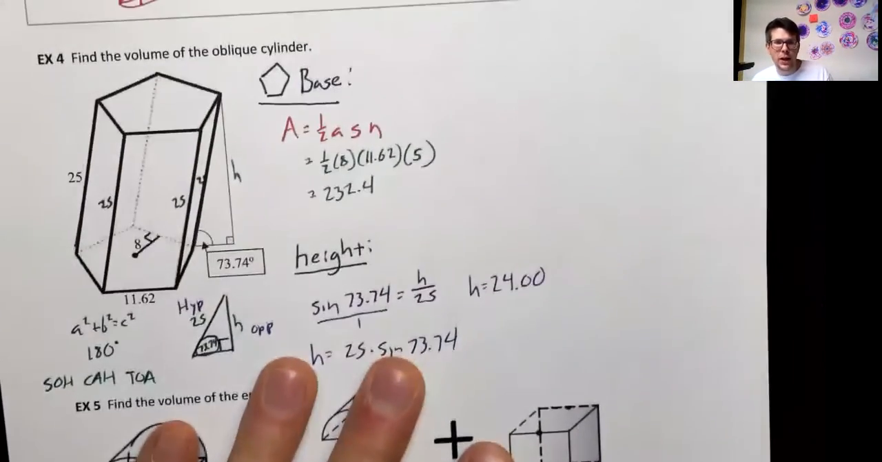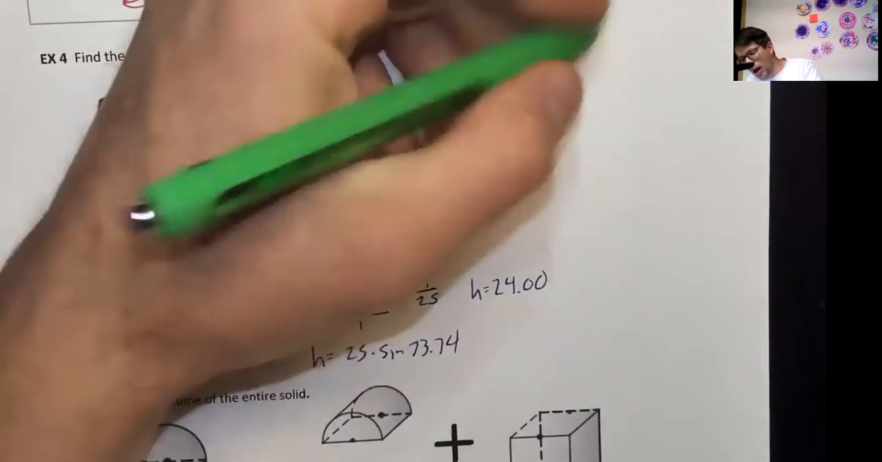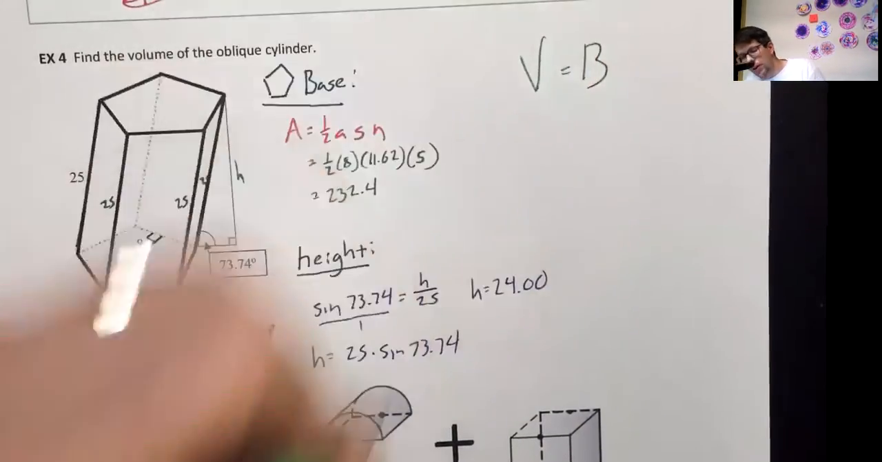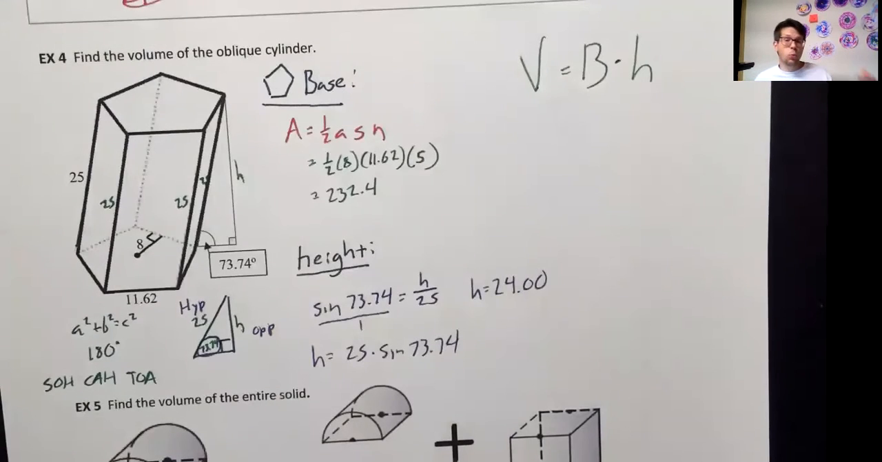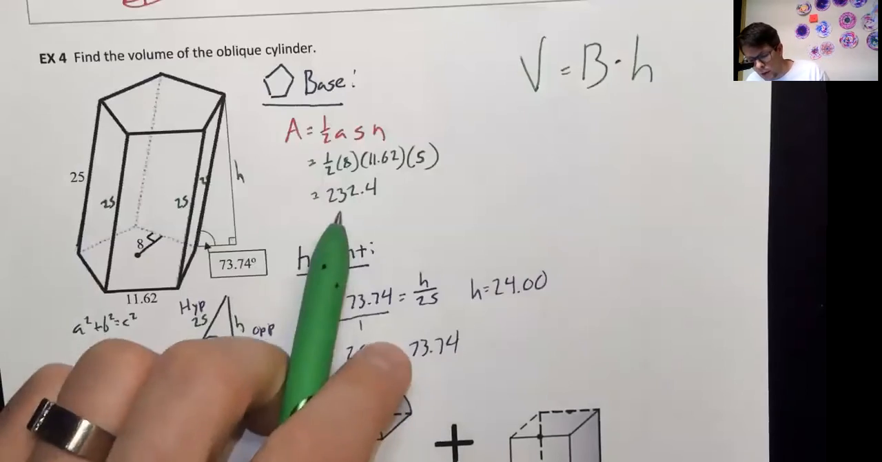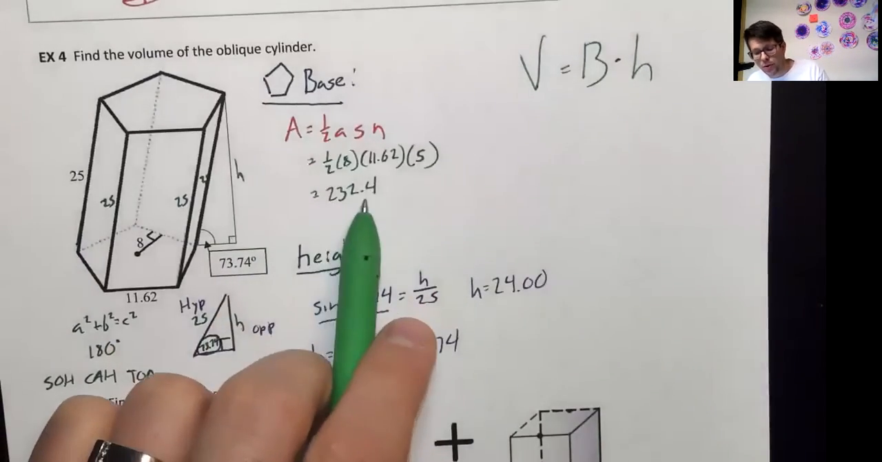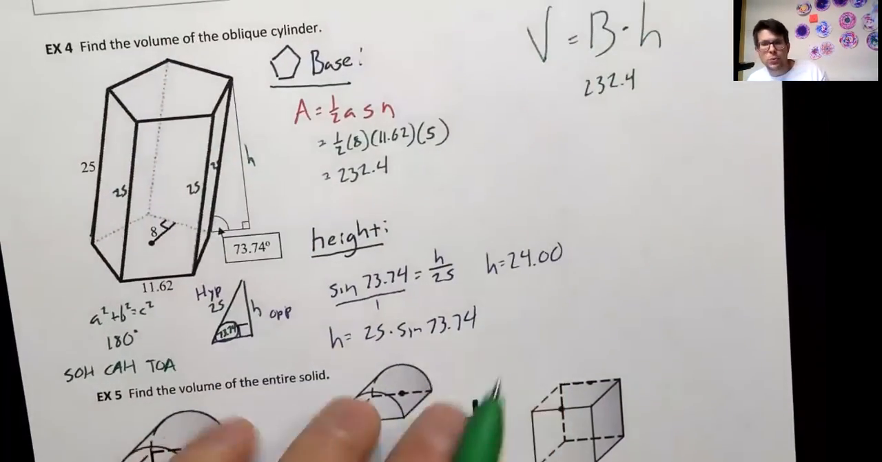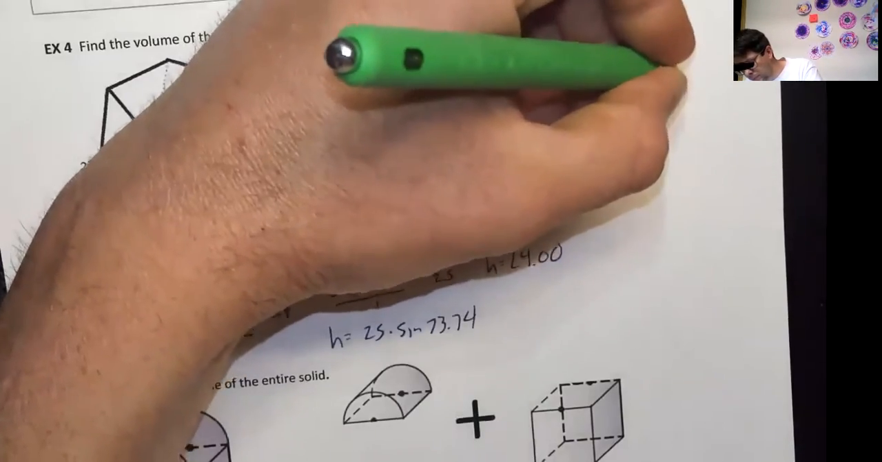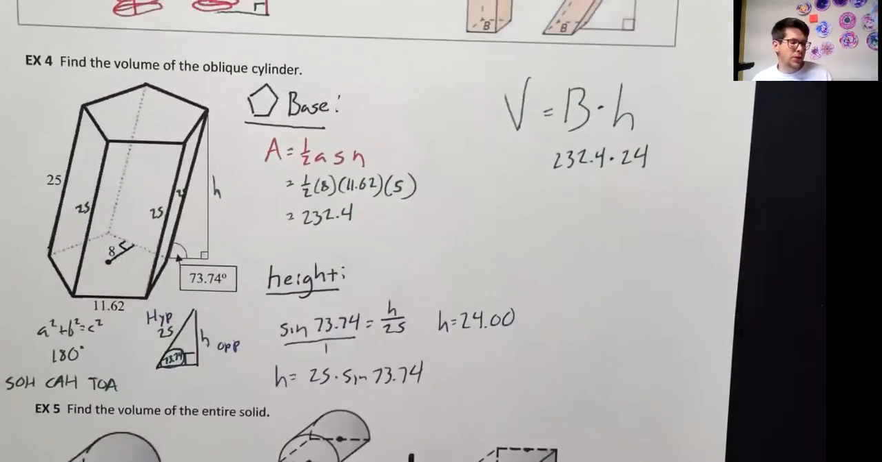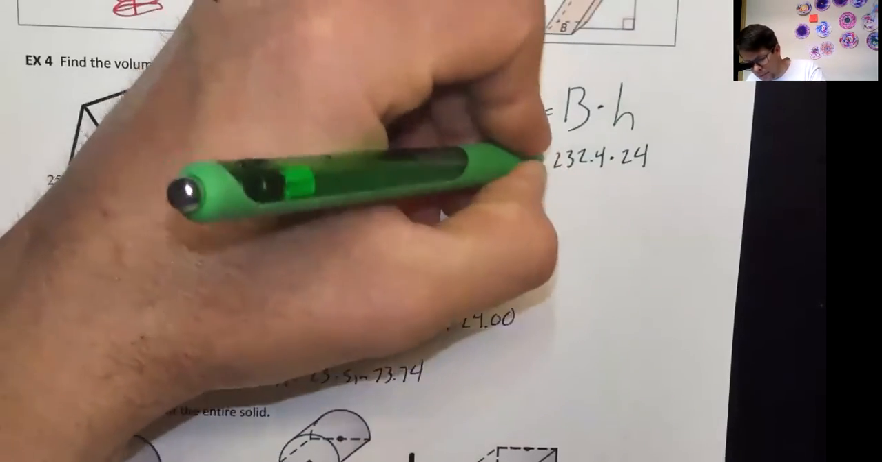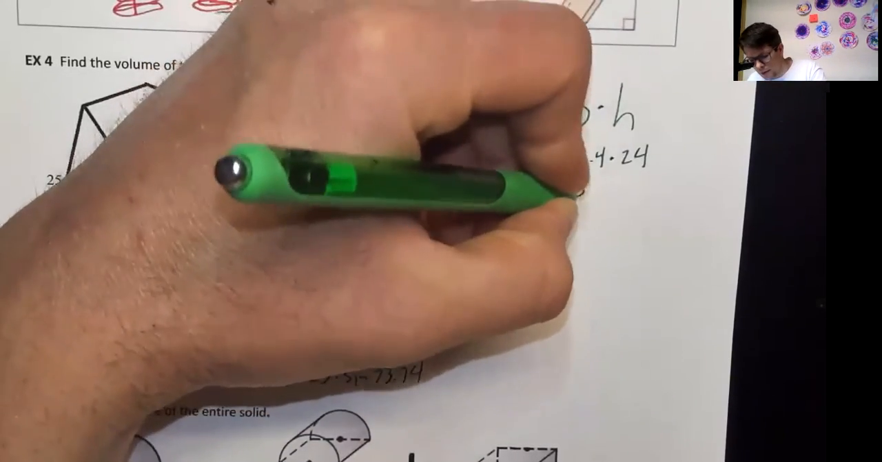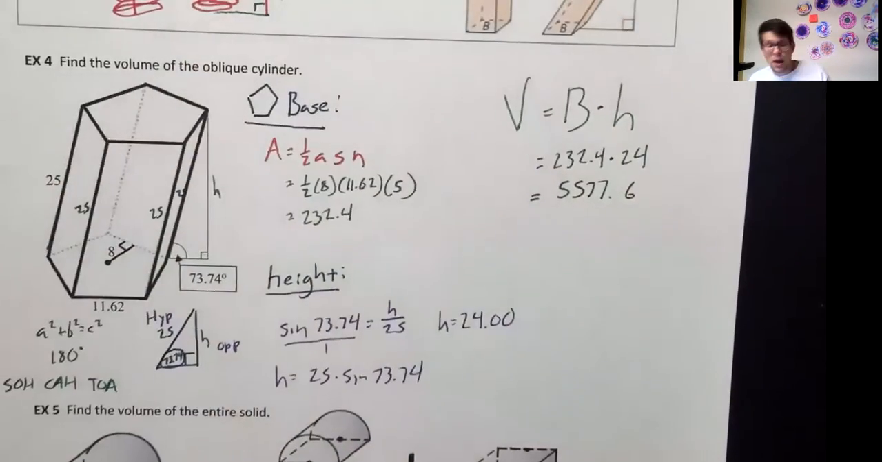Okay, so now to get the actual volume for this prism right over here, our volume formula is, once again, the area of the base times the height. We had to work to collect both of those pieces of information, but now that we have them, we can just plug them in and solve. So the area of our base was 232.4. And our height we found to be 24. And when you multiply those two values together, you're going to get your volume. And so our volume this time happens to be pretty large. It's going to be 5,577.6.